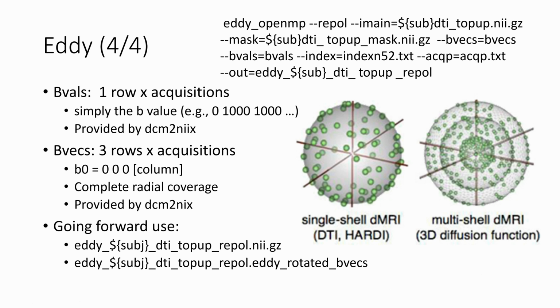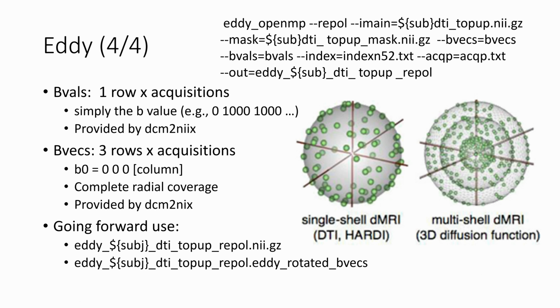Cool. So the bvals and bvecs will come out of DICOM to Nifty, but as you feed them into Eddy, what you're going to be looking at is just 1 row by all your acquisitions for your b values. 0 for your first one, and if you have multiple b0 values, they can be scattered throughout there, and those will be averaged into creating that image, and then all of your b values mapped accordingly.